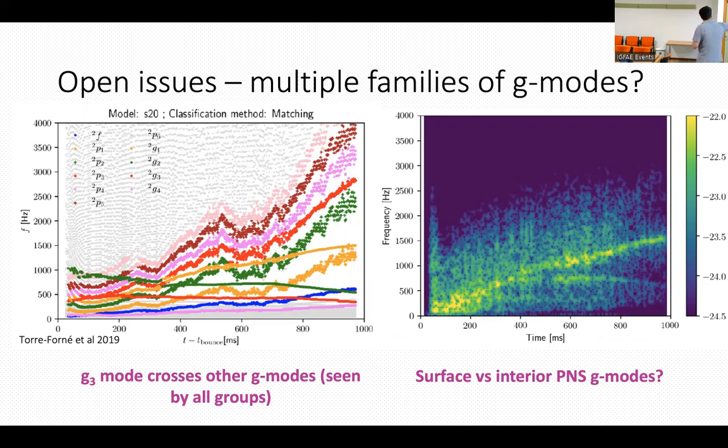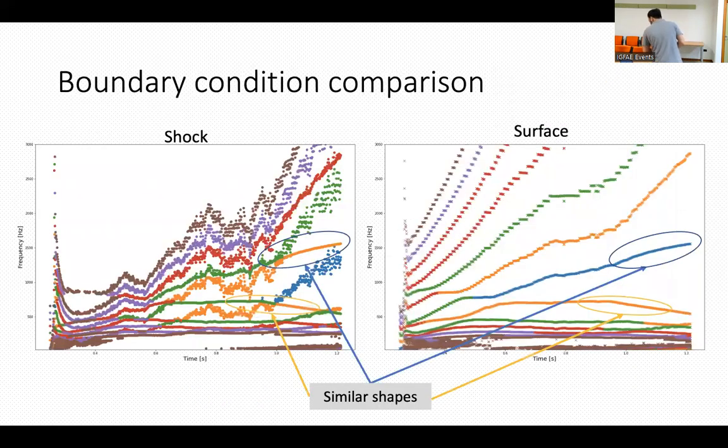Essentially, what we have is something that goes like this, increasing in frequency, like the arcs. But you see here in green, there is a mode that goes essentially down with time in frequency. So the nature of this mode will be different from the others, even if it is a G mode. So things become a bit more complicated.